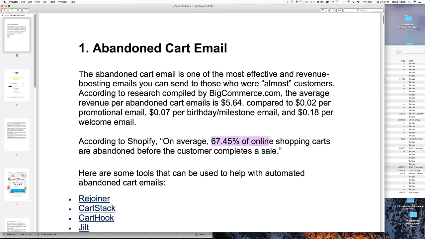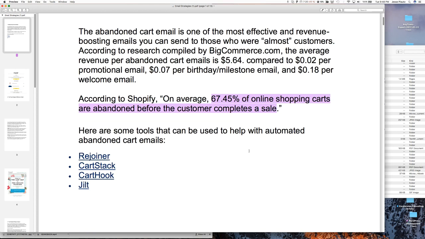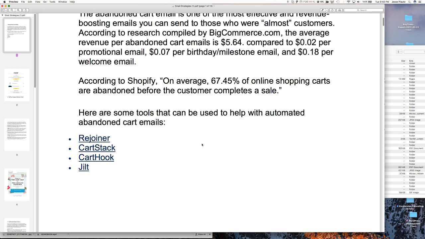67% of online shopping carts are abandoned before the customer completes a sale. Again, this doesn't have to be. Abandoned cart emails are traditionally an e-commerce tool. And if you have an e-commerce site, you should be using them. And there are a bunch of tools out there that can help you with this, but you don't have to. You can do this at a brick and mortar shop too.